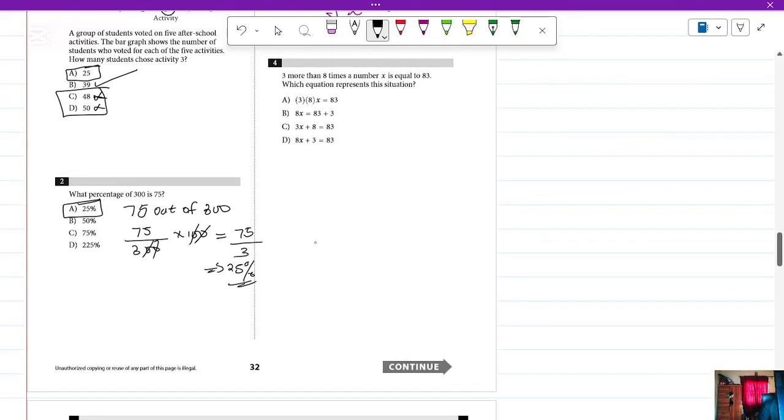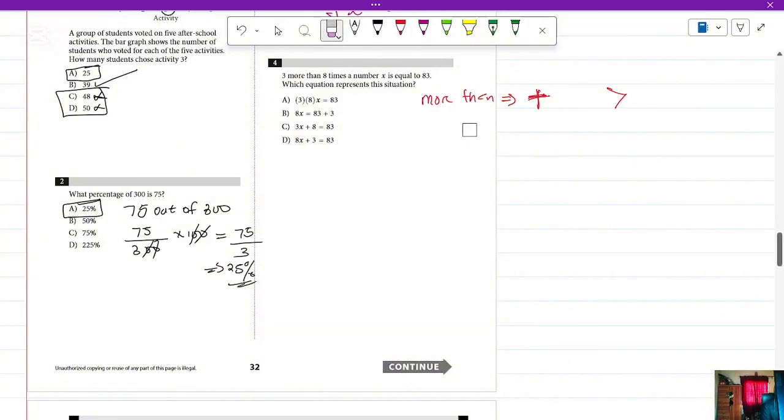Now, number 4. Look at this question. They said 3 more than 8 times a number x is equal to 83. Which equation represents this situation? You see, this is a word problem, and there are some important things that you need to understand when it comes to word problems. For example, in this case, they said more than. More than here is talking about addition, which is plus. Don't think it is greater than or it is less than. No. More than here is talking about what? Addition. So 3 more than, that is 3 plus something.